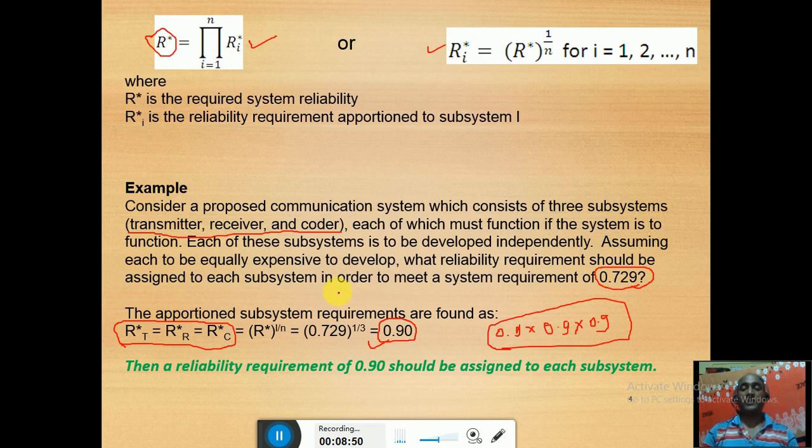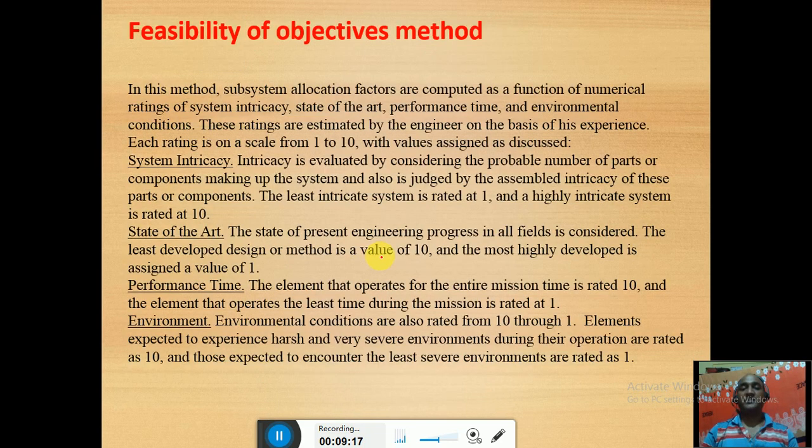So if you have an idea about the weightages, like the first component is more complex than the second component, or the first component is going to work for more time than the second component, it means that the first component should have more reliability than the second. So in that case, how to allocate the reliability? That is on the basis of the weightages. To tackle such problems, we have another method, that is the feasibility of objectives method.